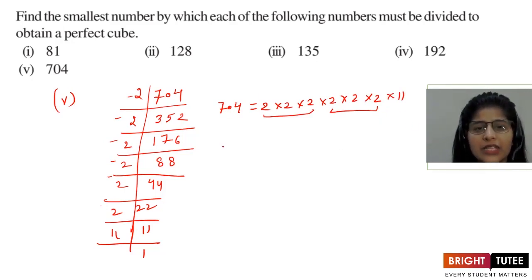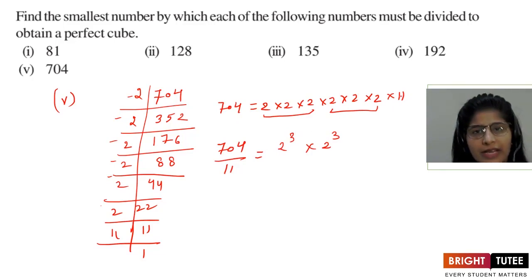We'll divide 704 by 11. Divide both the sides by 11. So we will get 2 to the power 3 and 2 to the power 3 here because 11 will get cancelled. So 11 ones are 11. Here 11 6s are 66. 4 is left. 11 4s are 64. So we will be left with 64, and here it can be written as 2 cross 2 to the power 3, that is 4 to the power 3.